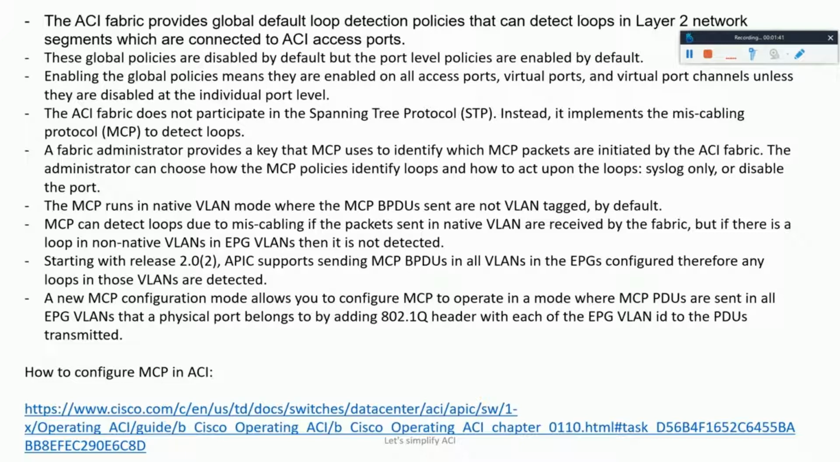Now, a very important point for ACI is that it does not take part in spanning tree, as we all know. Instead, it implements the miscabling protocol to detect loops. MCP runs on the native VLAN, where VLANs are not tagged by default. What happens is, if the fabric receives the packet back on that native VLAN, then it considers it a potential L2 loop and hence blocks or drops the packet.